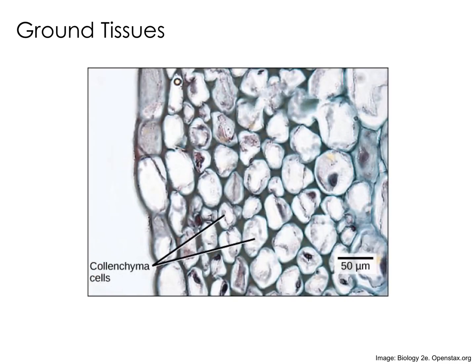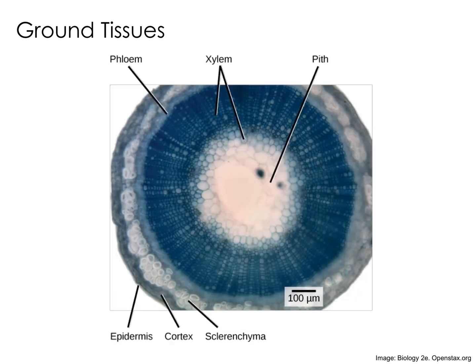Collenchyma cells, which are shown here, are cells that help to support young parts of the plant shoot. So these are cells that are alive and they provide support, but they don't restrict growth. Sclerenchyma cells, which are shown here, also provide support to plants, but they are more rigid than the collenchyma cells. And at maturity, these cells will actually die, but they will still remain and help to support the plant.